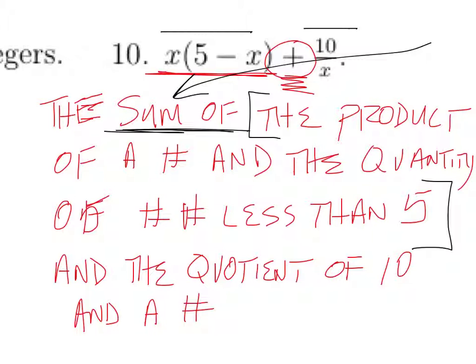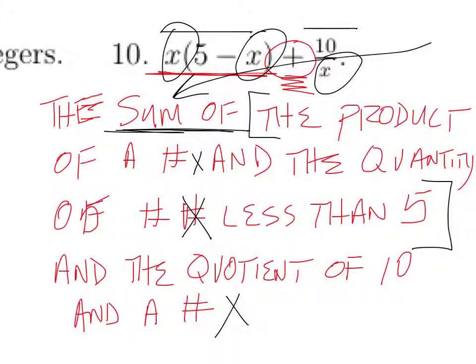The only other thing in here is that if you have the missing numbers that are all the same, for example, they're all x's, then it's probably a good idea to insert that into your verbal expression. For example, the sum of the quantity of a number x and the quantity of a number x less than 5 and the quotient of 10 and a number x. If you put that in, it makes it uniform all the way across.